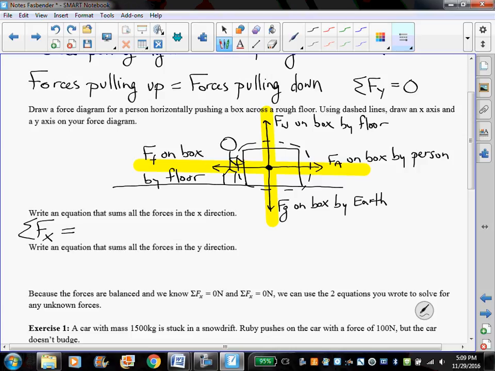So pointed to the right, I've got an applied force, and pointed to the left, I have a force of friction. As far as I can tell, those are the only two forces I have that are pointed right or left. So those two forces must add up to be 0. And if I look in the y direction, while it appears that the force of gravity is pulling me down, there is a normal force that is pushing me up, and there's nothing else going on in the y direction. So those two forces, when we add them together, they have to equal 0.